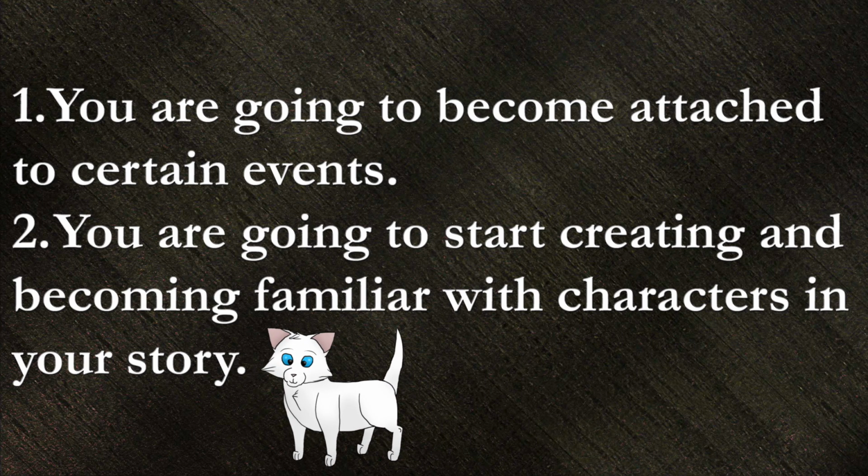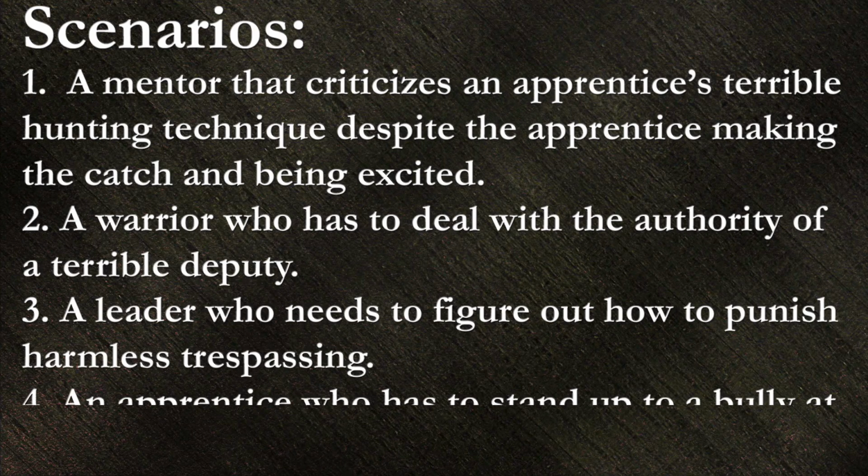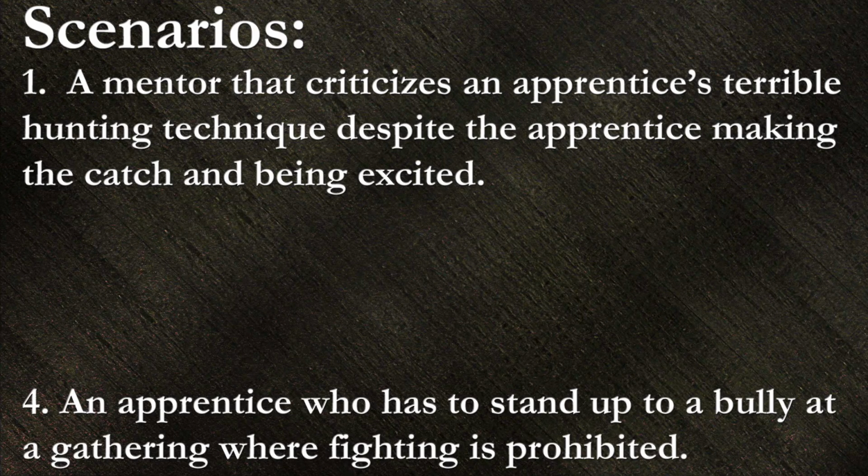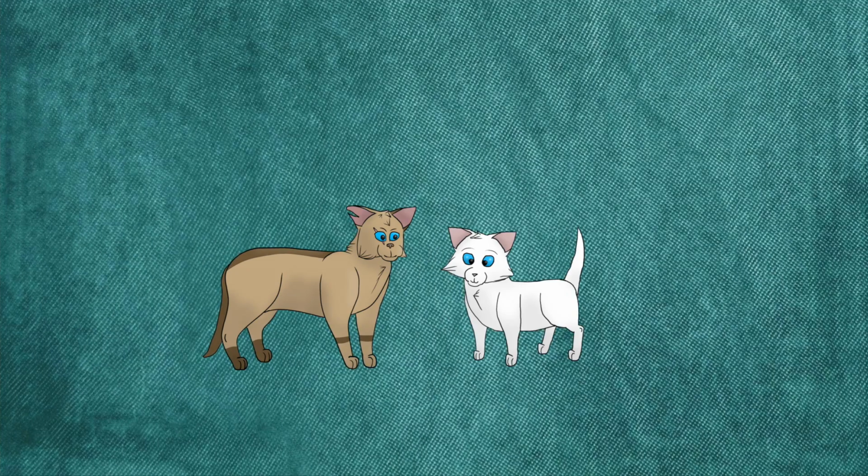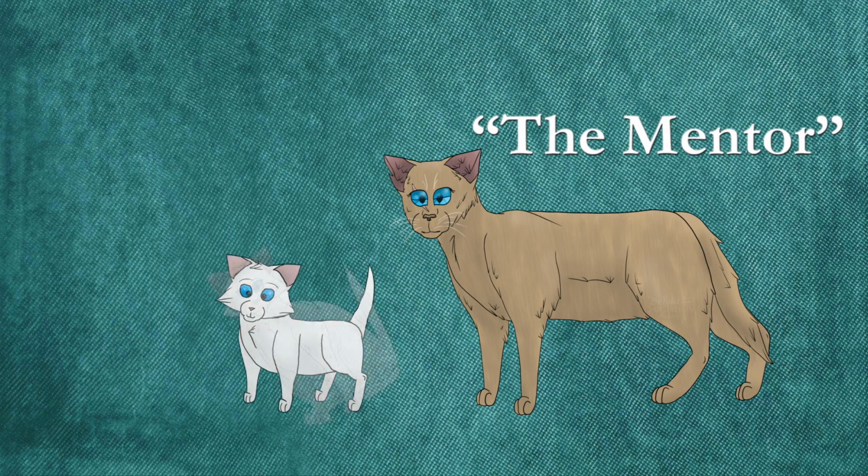So, the 2 events that ended up standing out to me are the gathering and the catch. The mentor-apprentice relationship is really apparent in these scenarios, and it's something I want to develop further. So, let's make a couple characters. Here is the mentor and the apprentice.